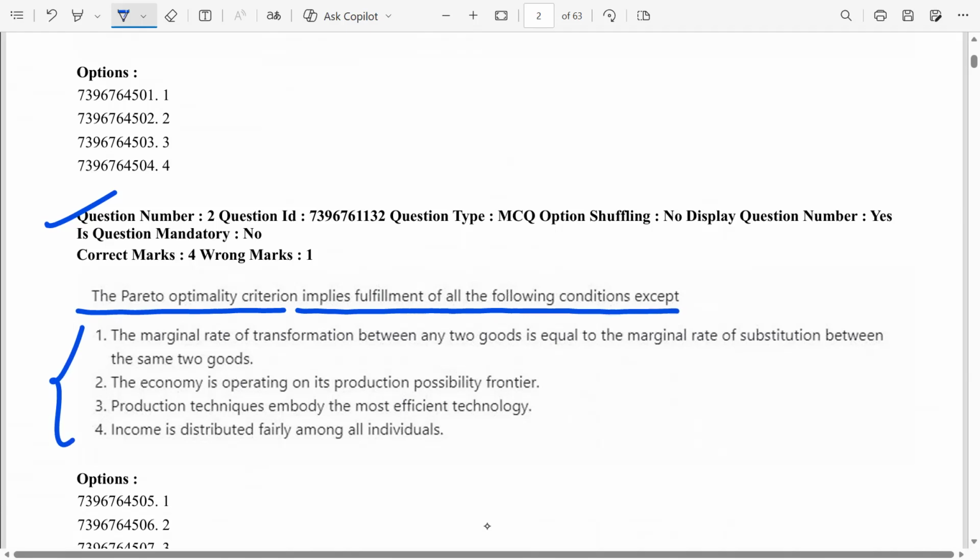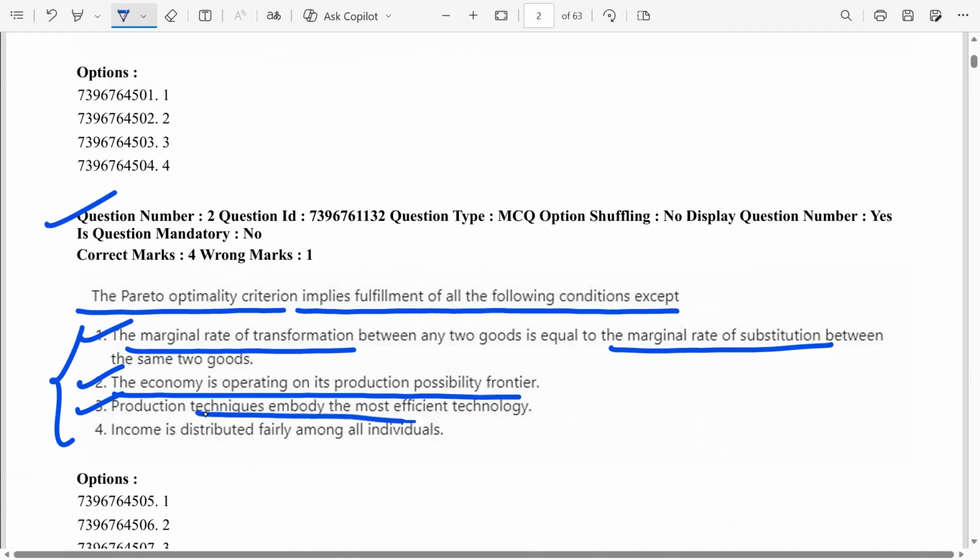We know that a Pareto optimal condition requires the marginal rate of transformation, which is the slope of the production possibility curve, to be equal to the marginal rate of substitution, which is the slope of the indifference curve. So this is a correct condition. Economies operating on the production possibility frontier, correct, because Pareto optimality requires you to be on the PPF. Production techniques embody the most efficient technology. This is also correct because when you are on the PPC, you are using technology efficiently. However, Pareto optimality condition does not talk about distribution of income. That means all these three conditions are correct.